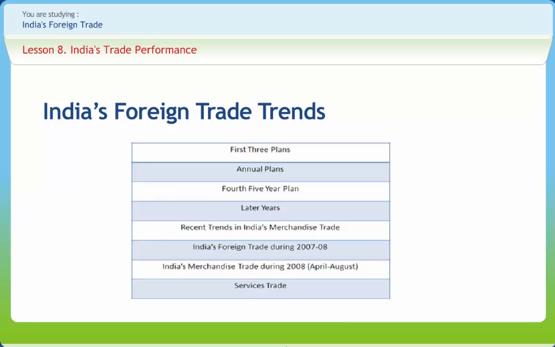Exports in 1966-67 aggregated to rupees 1157 crores, which was lower by 8% than exports during 1965-66. In the subsequent 2 years, exports rose to rupees 1199 crores and rupees 1360 crores respectively. The decline in exports in 1966-67 was mainly due to drought conditions and the consequent supply constraints on the export of agricultural goods.